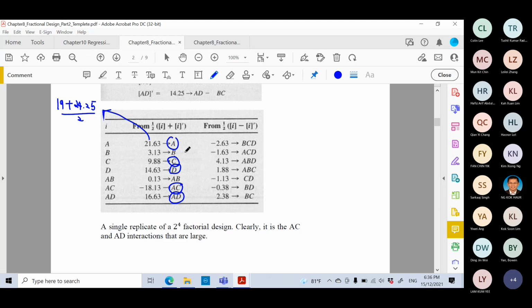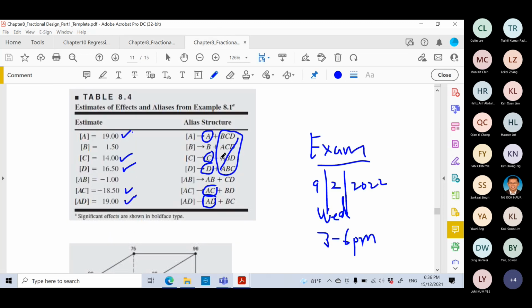So clearly, if you run A, C, D, and AC, you can identify that these are the important factors if you run for the full factorial design. However, if you run for the fraction of them, you can also identify them. But of course, you need to assume that the high order interaction is not significant over here.